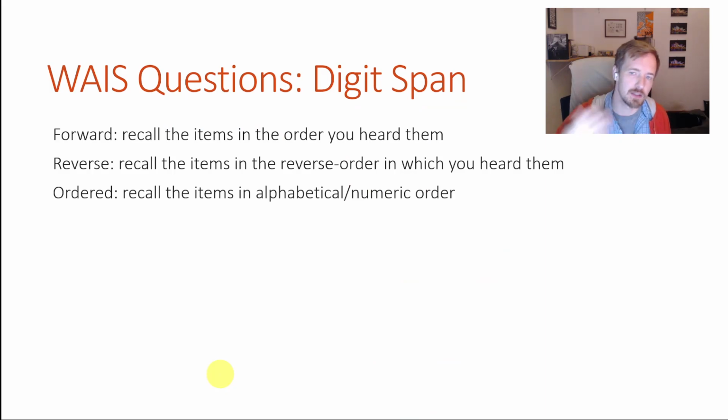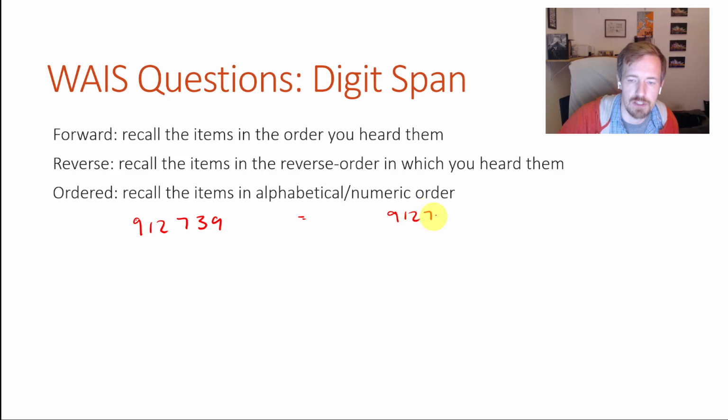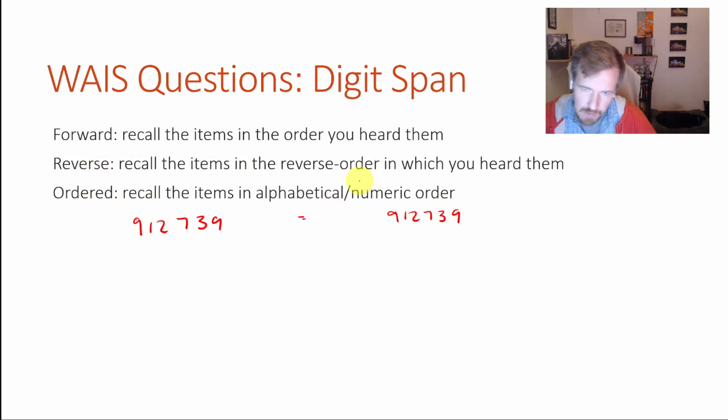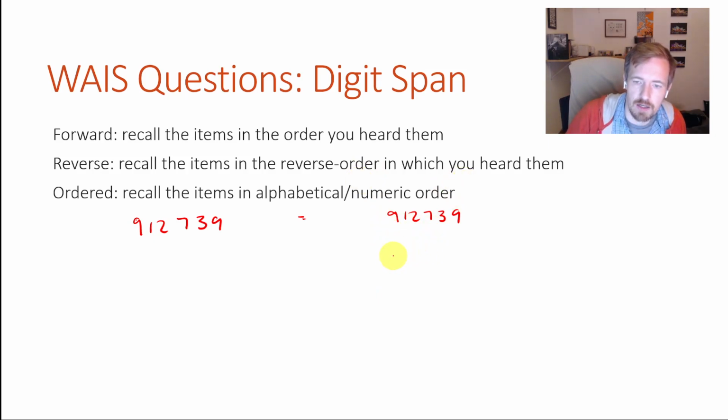And then finally we got the digit span. I've already mentioned this. So the digit span task is like, if I give you this number, 912739, and I ask you to recall it in forward sequence, then you would say 912739. If I asked you to do it in reverse, then you would say, that's 937219.